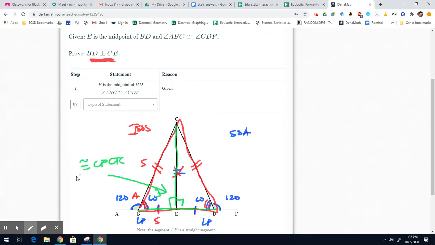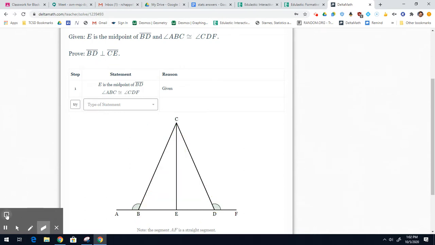But they also form a linear pair, so they add to 180. Well, two angles that are congruent and add to 180 have to be right angles. So that's going to be the crux of that part, right? So there you go. We've got a lot to do here. These are not easy proofs. That's okay. You didn't take an easy class.